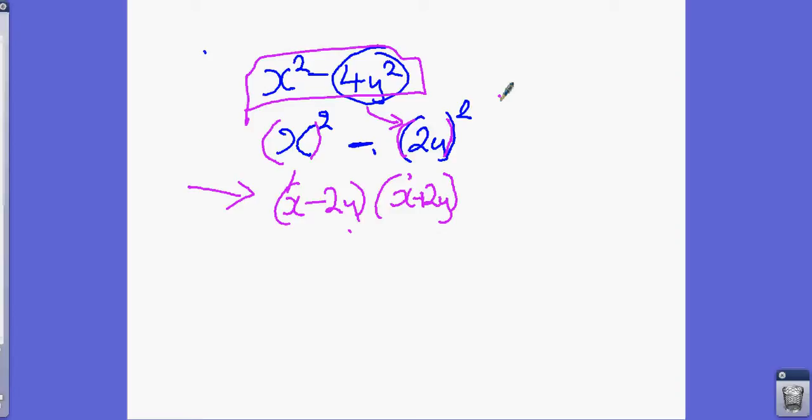Okay, now in the last question we found out about the difference of two squares. We found out that we just use a formula. When you've got one number squared, take away another number squared, you apply the formula, you just get x minus 2y times x plus 2y. So now we're going to have a look at applying that to a slightly trickier question.